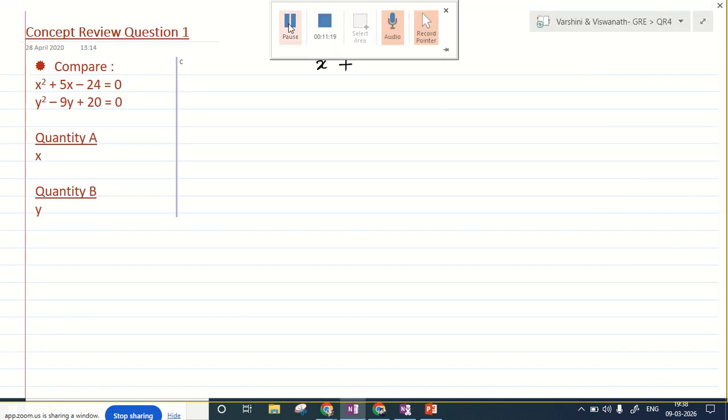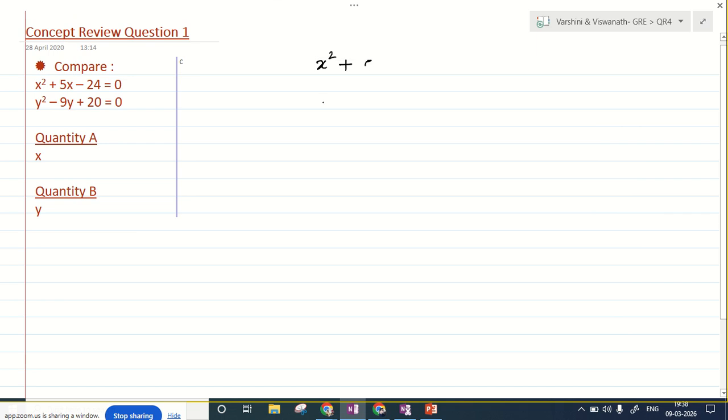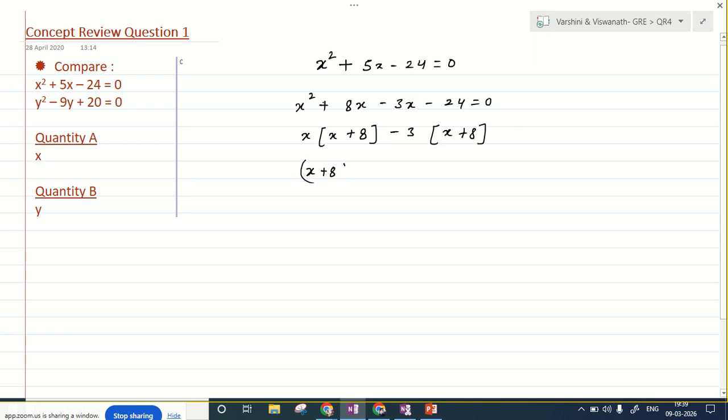Visible, right? Okay. Now x square plus 5x minus 24 equals 0. How do you factorize it? x square plus 8x minus 3x minus 24. So what is the value of x I'll get? I'll take x common: x plus 8, correct, no? Minus 3 common, I get x plus 8. Again I can take common: x plus 8 into x minus 3. So what is the value of x I'll get here? x equals minus 8 and x equals 3.